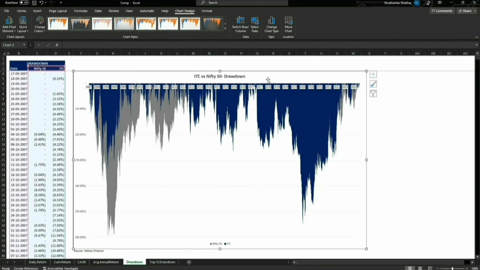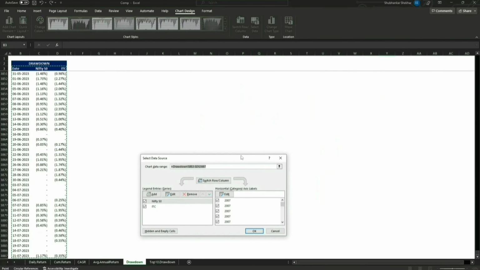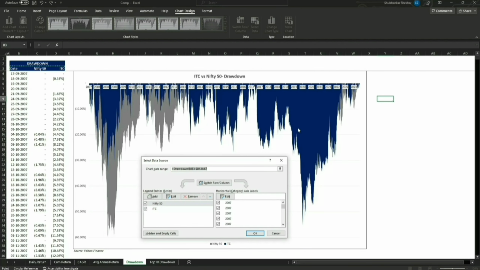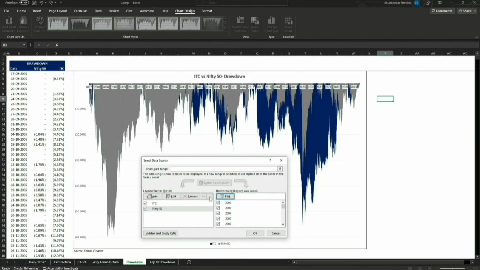Okay, so there's one more thing to keep in mind here. We can see that ITC happens to be on top here, right? You can see Nifty 50 happens to be gray, right? So here you are not able to see the drawdown for Nifty 50. But when we change the positions, you can see it, but now you are not able to see the drawdown for ITC, right? This is how this is working.